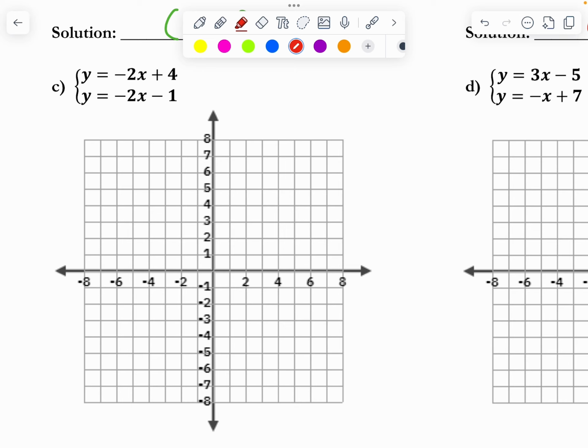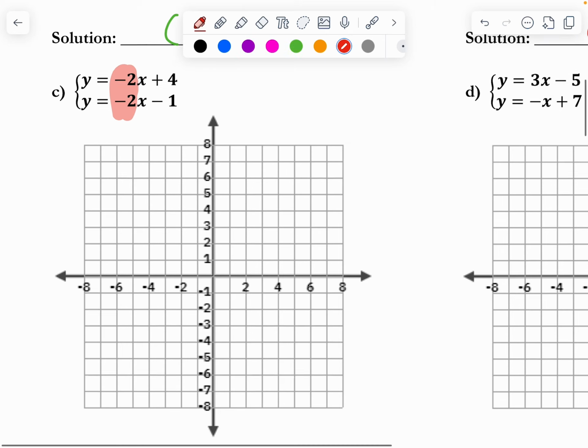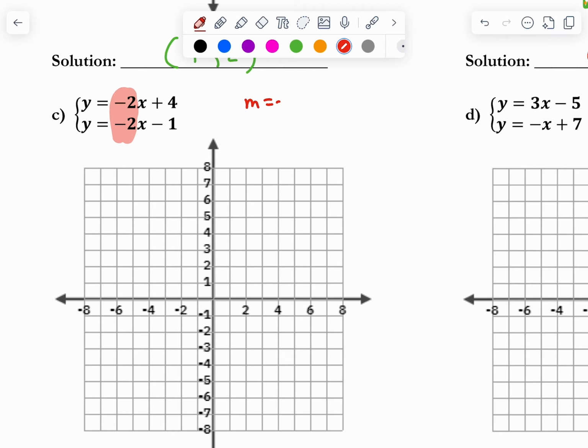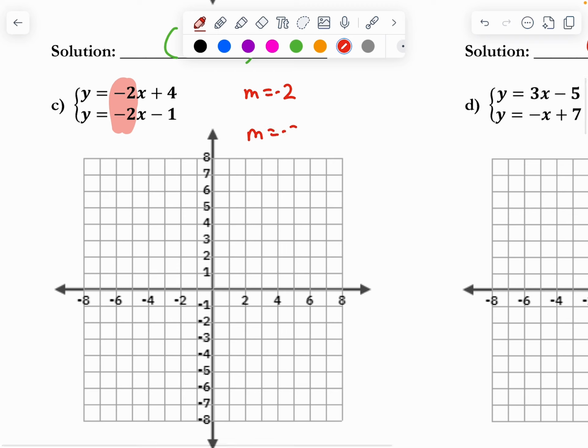I'm already noticing something. I don't know if you guys notice it, but I do. This is my slope for both of them, right? My slope on both of these is -2. I know I'm not there, but take a second and think of what that means. What does it mean when m equals -2 for both of these equations? What type of lines are they? They are parallel lines, right?